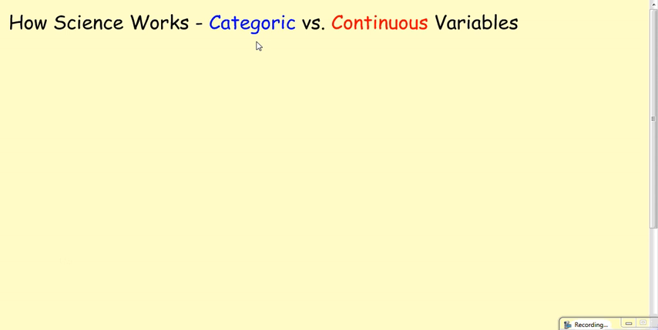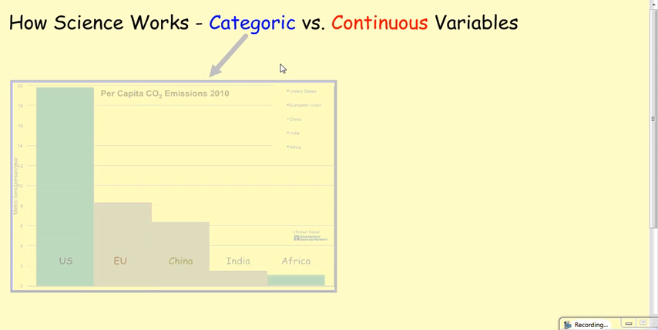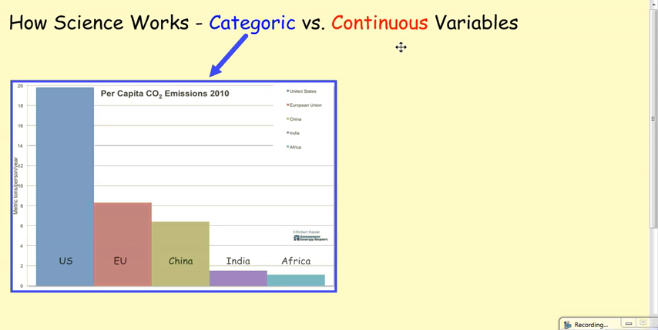In this lesson, we'll be discussing the difference between categoric and continuous variables. Now, on an exam, this question usually comes up in reference to the data that's being shown on the exam and how that data is being represented. So here's two examples of the data.